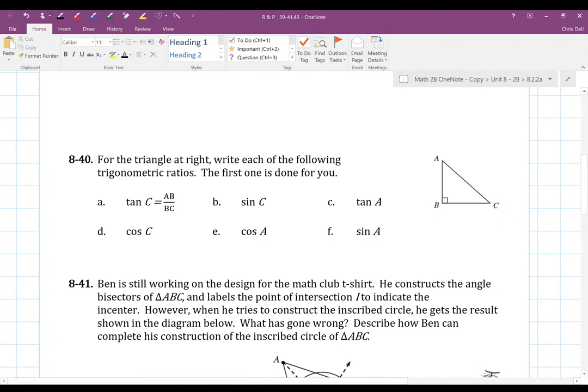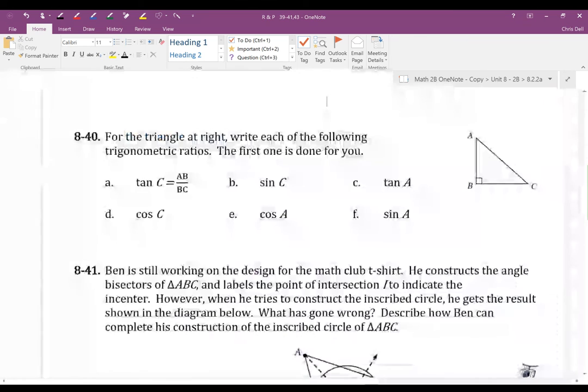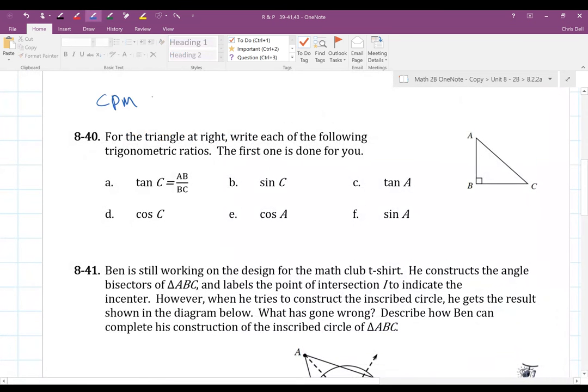We are reviewing our trig ratios. So this is for right triangle trig. Let's see. This is a problem I'm taking from CPM's Math 2.